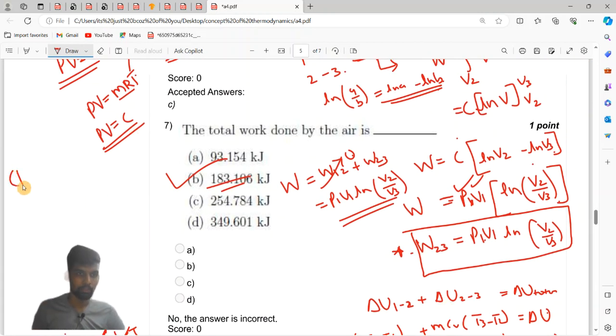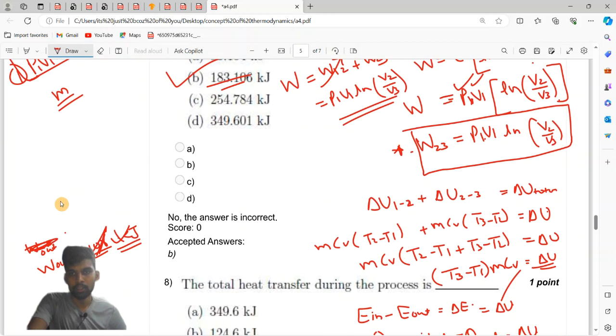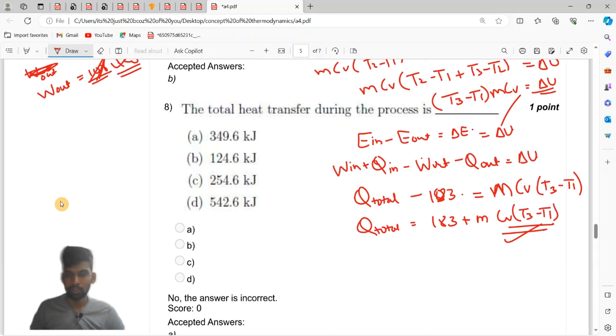So from state 1 you can easily calculate P1 V1 = M R T1. By using this equation, because P1, V1, R, T1, everything you know, you can easily calculate M. Since you have M with you, and T3 is known to you, T1 is known to you, and CV is nothing but 0.718 kilojoule per kg, unless otherwise given.